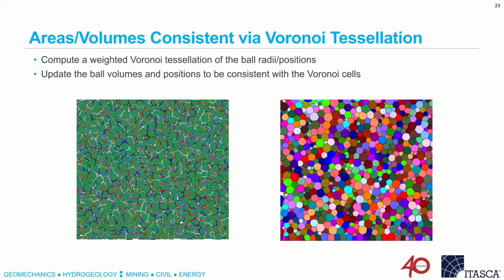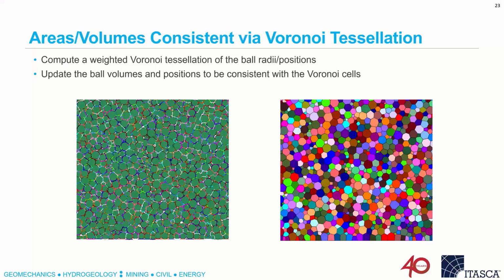And then we can update the ball volumes and positions to be consistent with these Voronoi cells. So that means that the volume, or the area in 2D, of the ball is consistent with the Voronoi cell. So the contacts have the area that's consistent with the enclosed volume, and the balls have the volume that's consistent with the Voronoi cell. So this would be like a zero porosity initial packing.